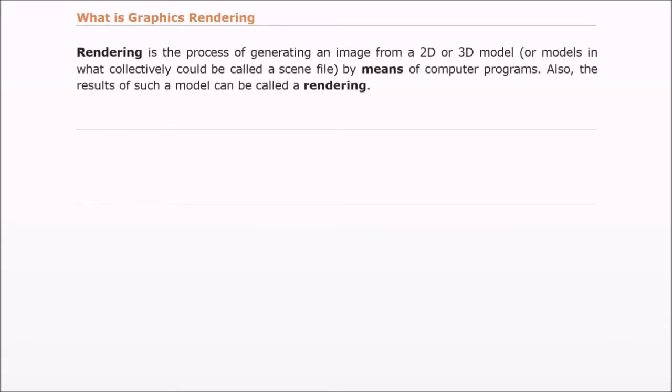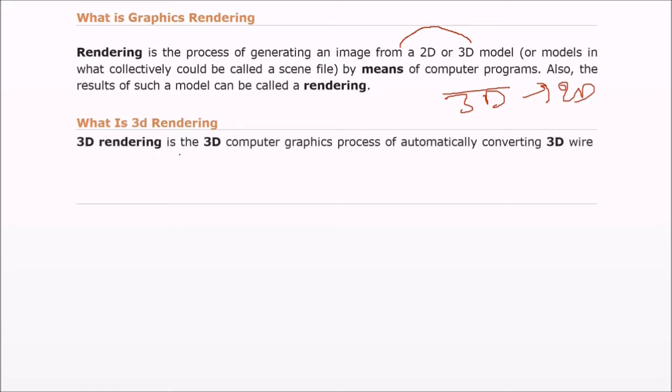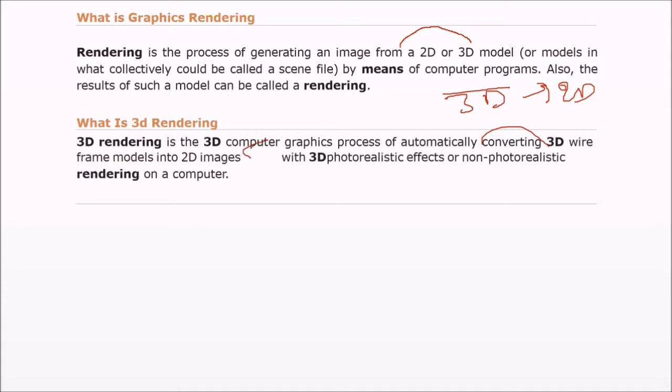Rendering is the process of generating an image from a 2D or 3D model by means of computer programs. Also, the result of such a model is called a rendering. So 3D to 2D conversion in computer graphics is graphics rendering. What is 3D rendering? 3D rendering is the 3D computer graphics process of automatically converting a 3D wireframe model into 2D images with 3D photorealistic effects or non-photorealistic rendering on a computer.